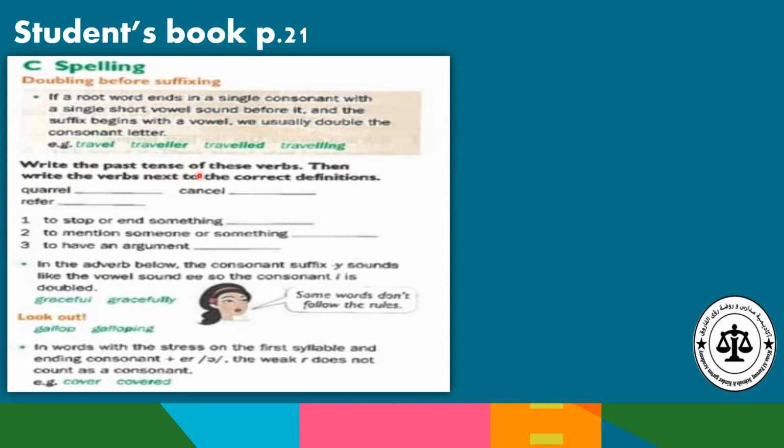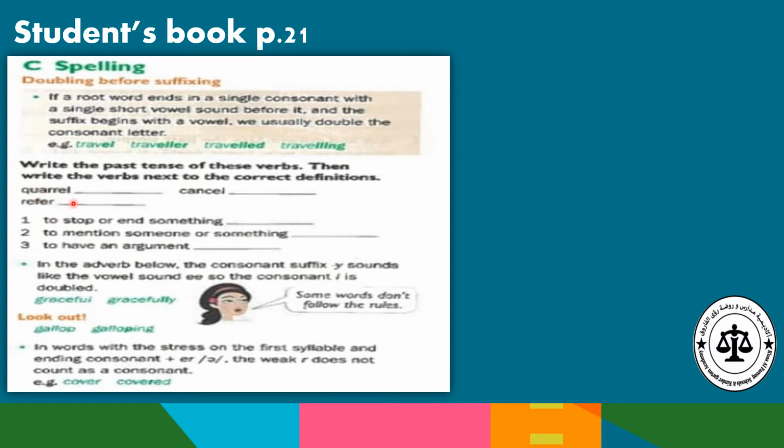Write the past tense of these verbs, then write the verbs next to the correct definitions here. What do we mean by past tense? We mean adding ed to these verbs and making the correct changes to these verbs. Number 1, label. Number 2, cancel. Number 3, refer.